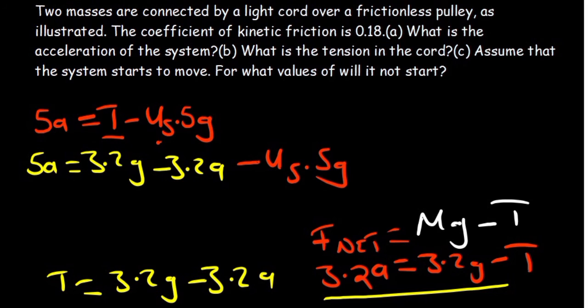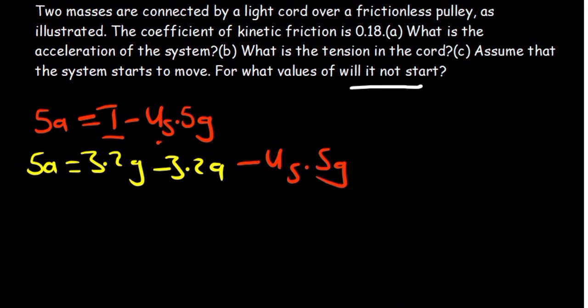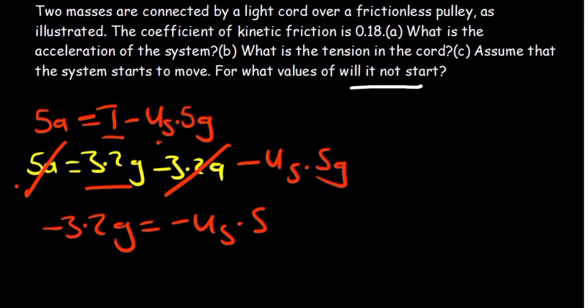Our goal is to find the static friction. If we don't expect any motion or any objects to move, meaning there's not supposed to be any acceleration, then the acceleration term goes away, and this can go to the other side, which is going to be minus 3.2g being equal to minus mu s 5g.